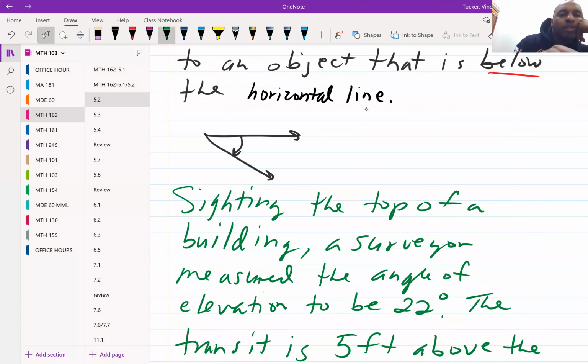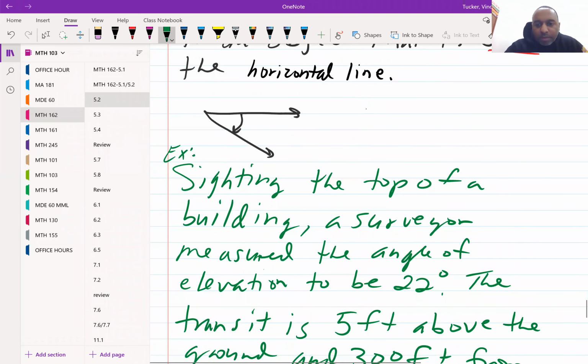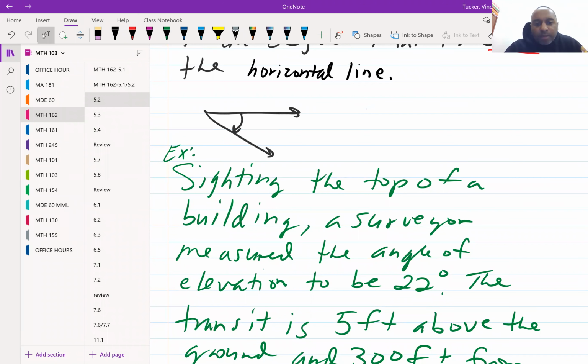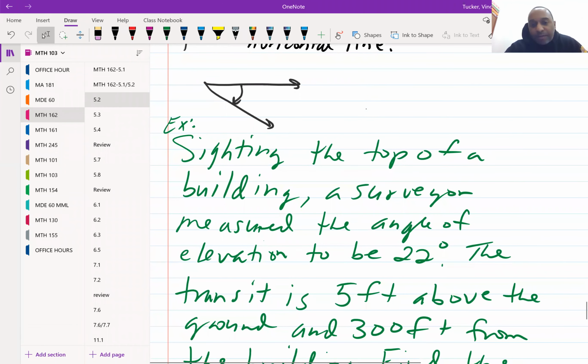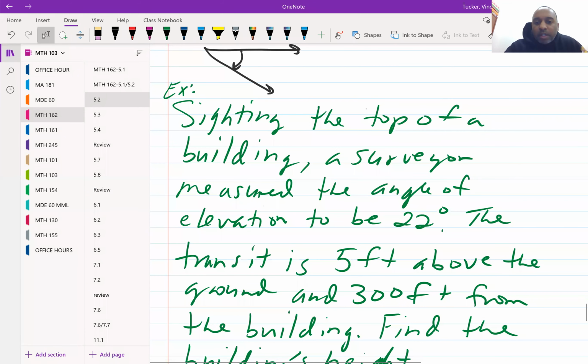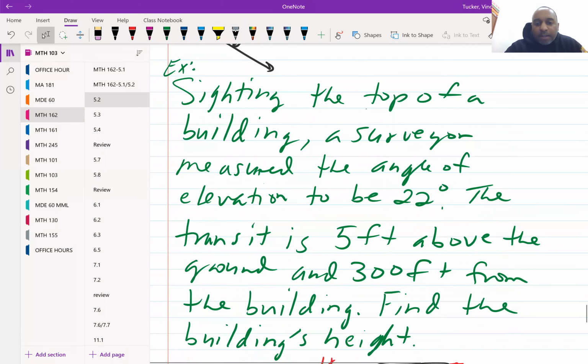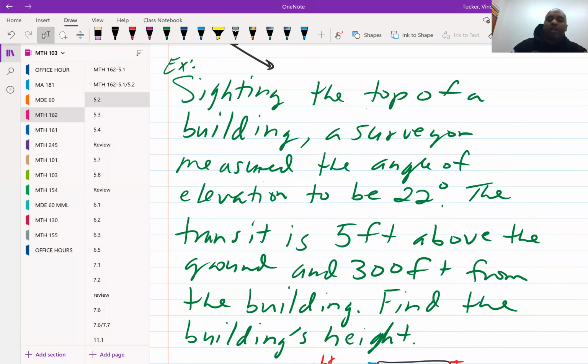Yep, it should be the beginning of an example. All right, so sighting the top of a building, a surveyor measured the angle of elevation to be 20 degrees. The transit is 5 feet above the ground and 300 feet from the building. Find the building's height. I'll give you a chance to write that down.